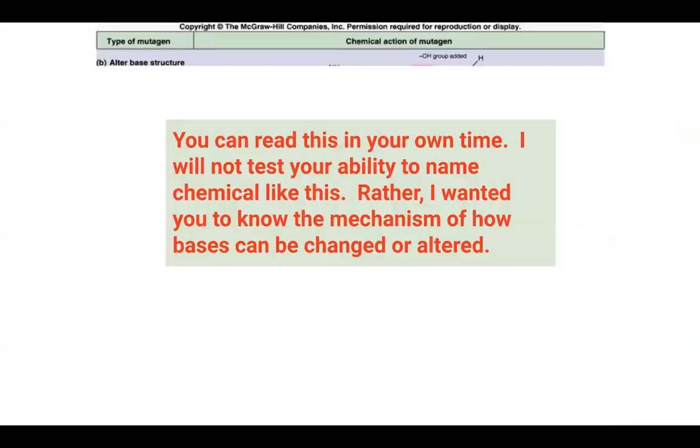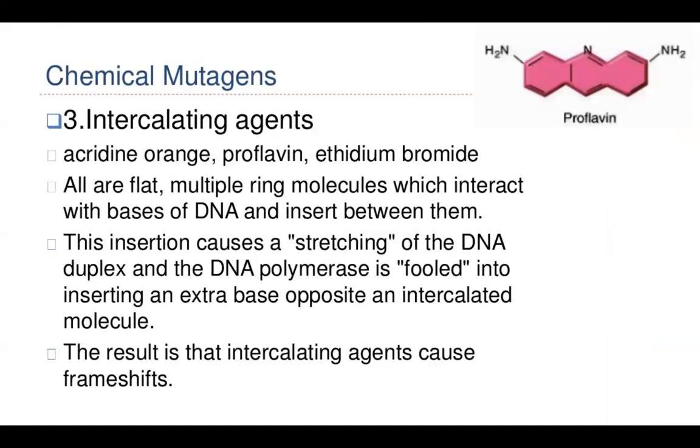The last category is what we call an intercalating agent. Those are flat, multiple-ring molecules that can insert themselves into a strand of DNA. After you insert it into the DNA, it's going to stretch it. And so the proofreading enzymes, when they come in and look at the DNA, are going to be fooled and think, oh, there should be another base there. Let's put another one in. And you have created an insertion mutation.